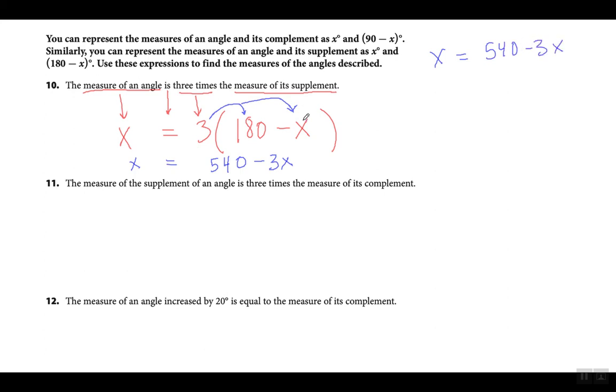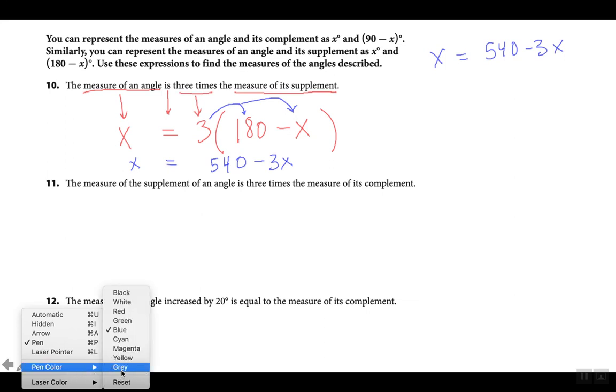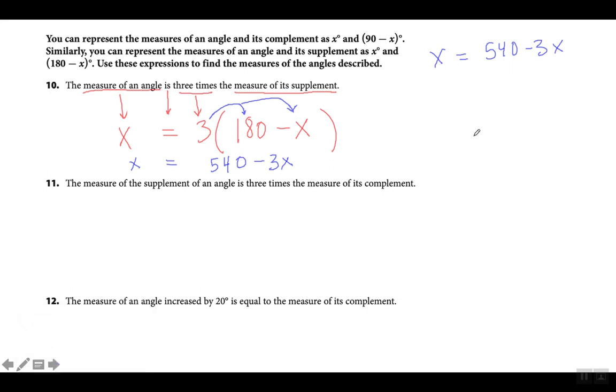Alright, now I got to get all the terms that have x on one side and everything that does not have x on the other side. So what I'm going to do is move the minus 3x to the left by doing plus 3x to both sides. 1x plus 3x is 4x. Last step is I got to divide. Divide both sides by 4.